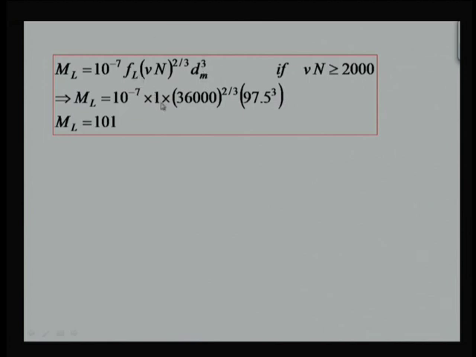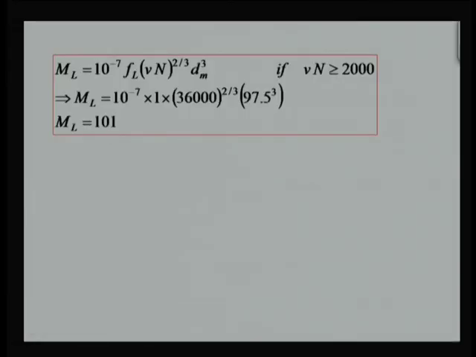f_L in this case is equal to 1 because of the jet lubrication mechanism, and this product is turning out to be 36,000, which is more than 2,000. That's why we are using this relation, and dm is 97.5 and is cubed, so we are using the cube of that. This overall is turning out to be 101 Newton mm. It's not as high as what we calculated for the load dependent component. So in this case, the friction moment is not very high, maybe around 40% of the load dependent component.